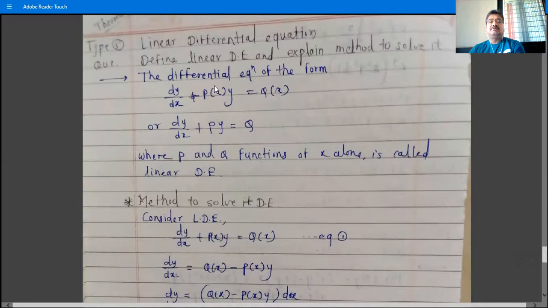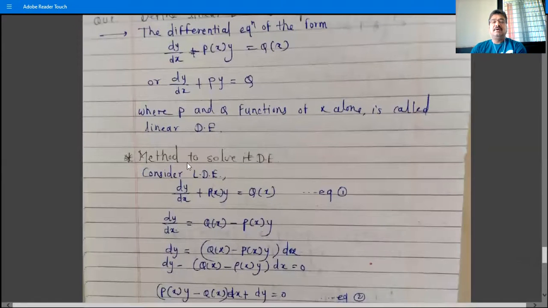We can denote P(x) and Q(x) as just capital P and capital Q. The differential equation of this form, where P and Q are functions of x alone, that is independent of y, is called a linear differential equation. A differential equation of this form, or reducible to this form, is called a linear differential equation. So this is the definition, or format, of the linear differential equation.